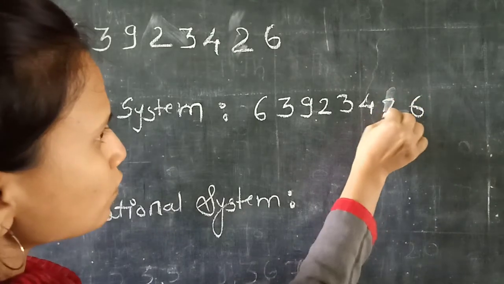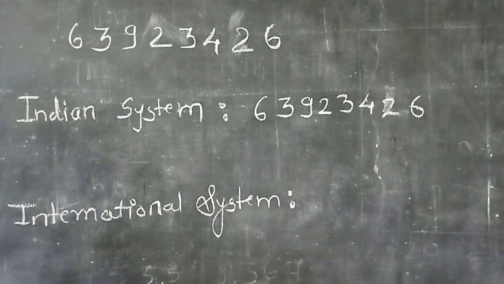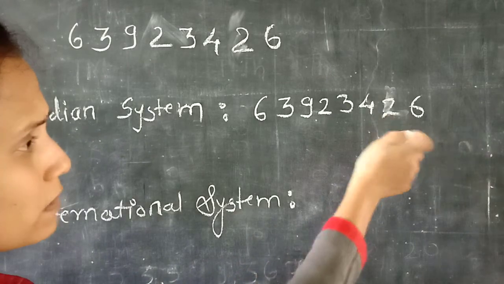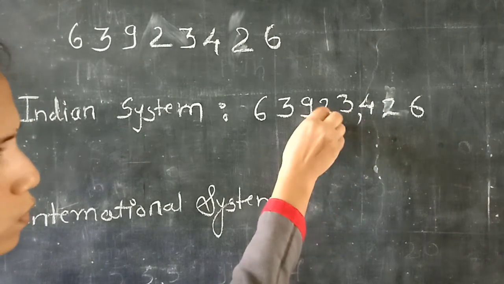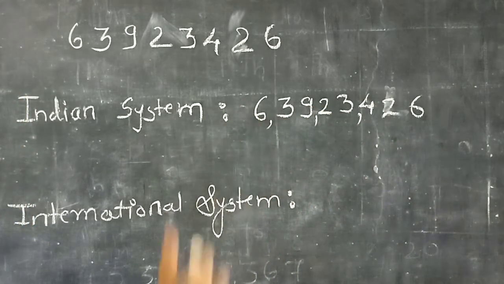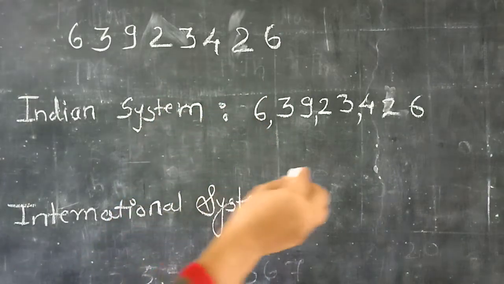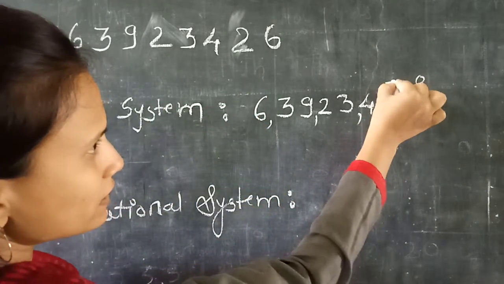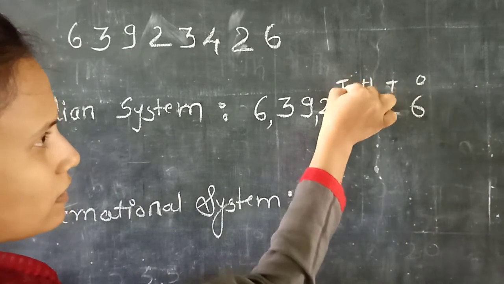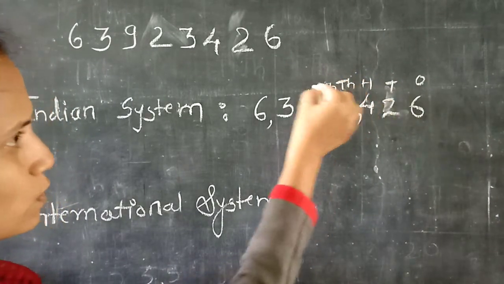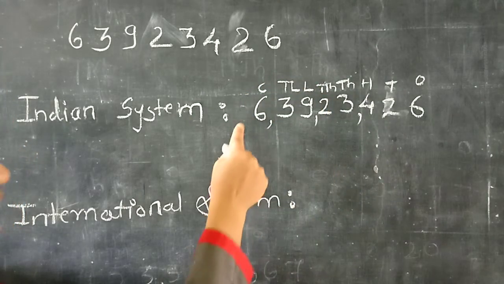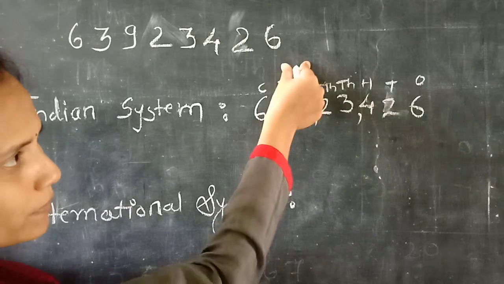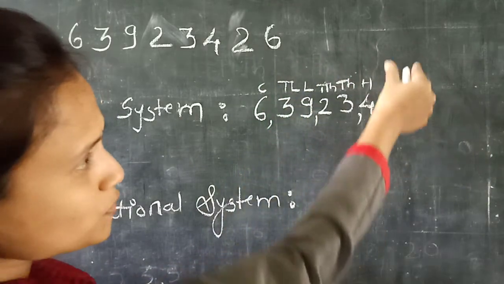I told you how to put the commas in the Indian system: the first group is of 3 digits, then the next 1, 2, then the next 1, 2, and the last will be as it is. Then put the place values there. It is ones, tens, 100, 1000, 10,000, lakh, 10 lakh, and it is crore. Now this is from the crore group, this 2 from the lakh group, this from the 1000 group, and it is from the ones group.